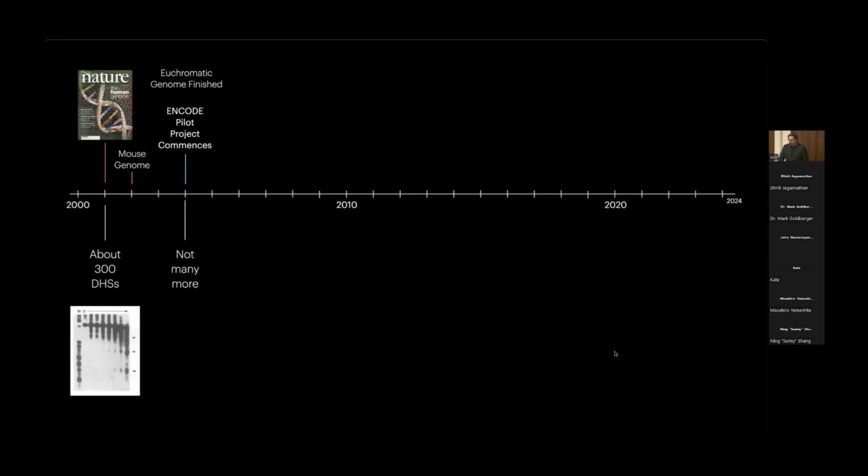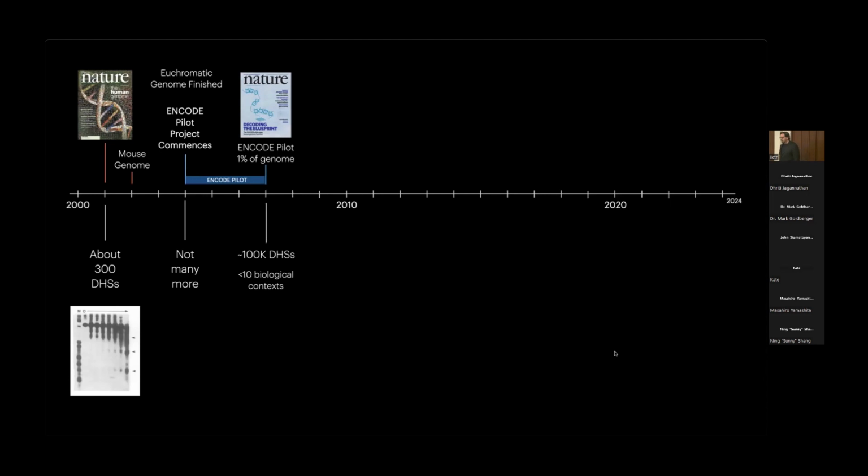So the ENCODE project commences, and from the chromatin accessibility standpoint, essentially nothing had happened in the intervening time. There might have been a few dozen more regulatory elements found, but not very much. Okay. So the ENCODE pilot project runs, and it's only focused on 1% of the human genome, and even that was thought to be way too ambitious, and it publishes an initial shot at looking at this 1% of the genome with a series of technologies that at the moment we don't use anymore. But nonetheless, it had something put out there.